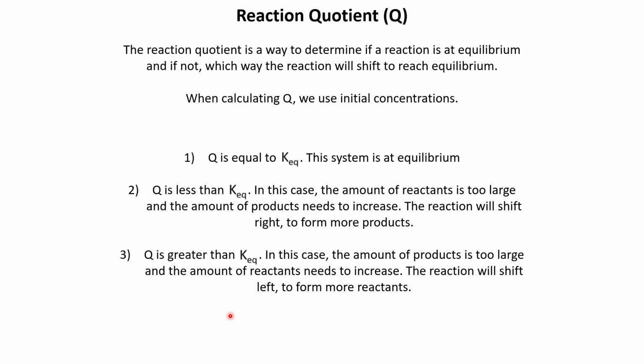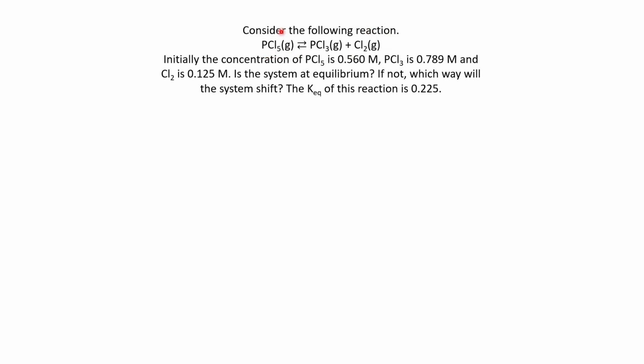So let's look at an example. Consider the following reaction. We have a balanced chemical equation and equilibrium. Initially, the concentration of PCl5 is 0.56 molar, PCl3 is 0.789 molar, and chlorine is 0.125 molar. Is the system at equilibrium? If not, which way will the system shift? And we're given the KEQ for this reaction as being 0.225.